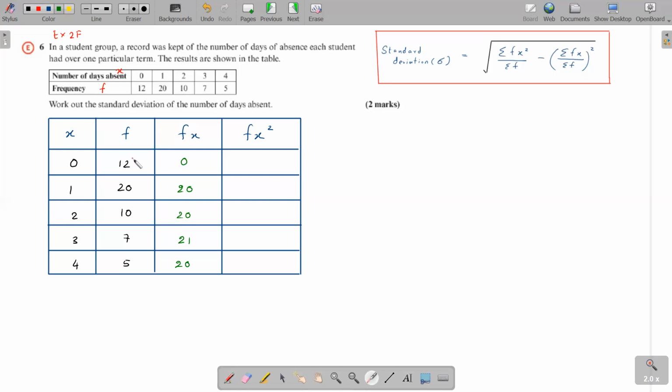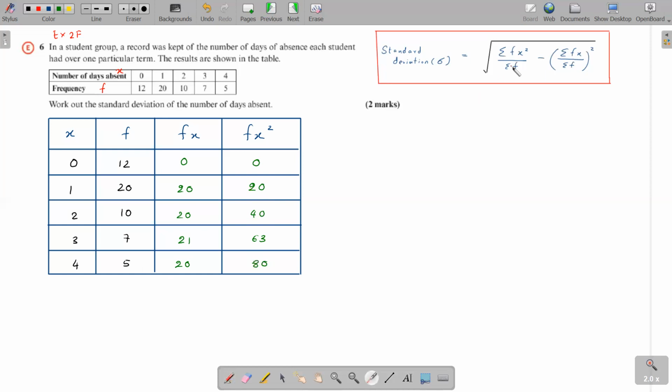Then next you should get the fx square column. How do you get fx square? You multiply the frequency with the square of the x value. So it's 12 multiplied by 0 square, which is simply 0 because it's multiplying with 0. The next one, 20 multiplied by 1 square, which is 20. The next one, 10 into 2 square, so that is 10 into 4, that is 40. Next one, 7 into 3 square, 7 into 9, that is 63. Next one, 5 into 4 square, so 5 into 16, which is 80. Okay, so we got that.